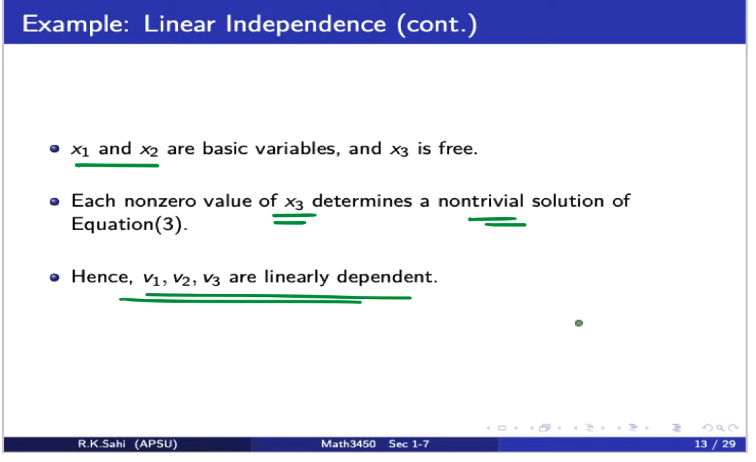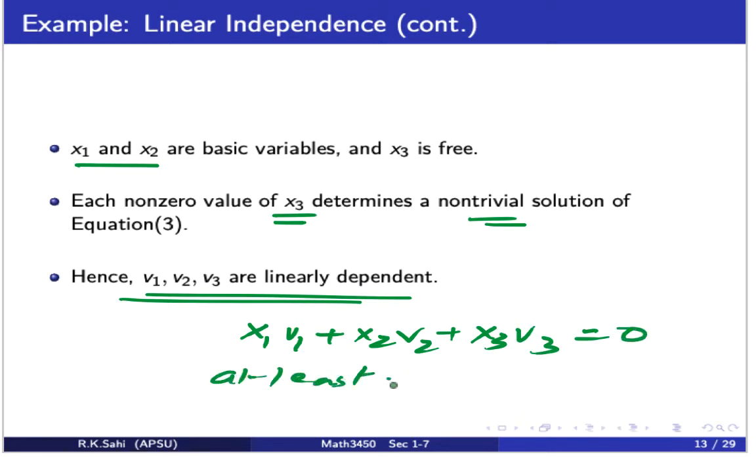Okay, now because these vectors are linearly dependent, that means there is a linear dependence relationship between them. We'd like to know what that linear dependence relationship is. Remember, it means that x1 v1 plus x2 v2 plus x3 v3 equals 0, and at least one of the xi's is non-zero. We know only that. Okay, now we have to find out what kind of relationship there is.